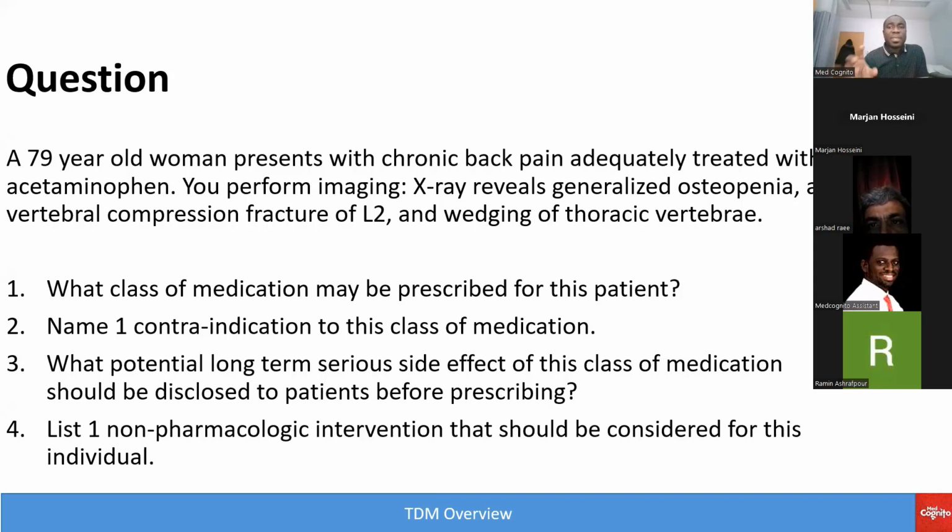So, you have this patient with back pain, being treated with acetaminophen. You perform imaging. The X-ray reveals generalized osteopenia, and the patient has a vertebral compression fracture of L2. What class of medication may be prescribed for this patient? So this patient has back pain, which is adequately treated with acetaminophen, which means that her pain is relieved. It's taken care of with painkillers. But the imaging studies suggest that she has a compression fracture of L2.